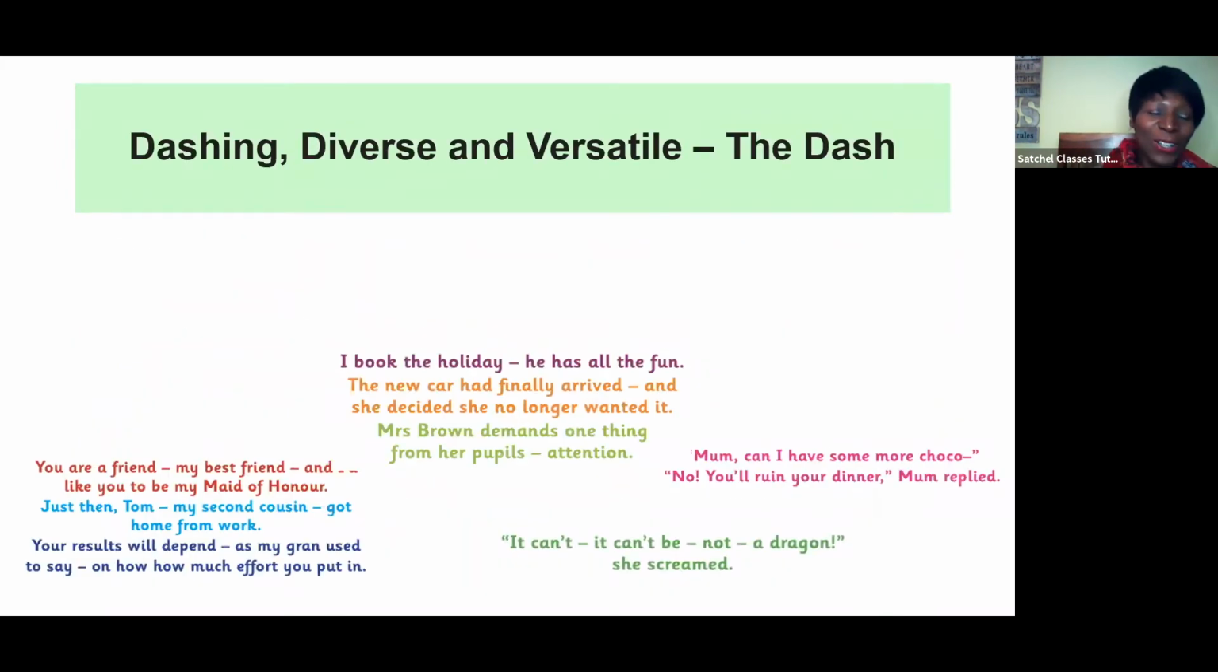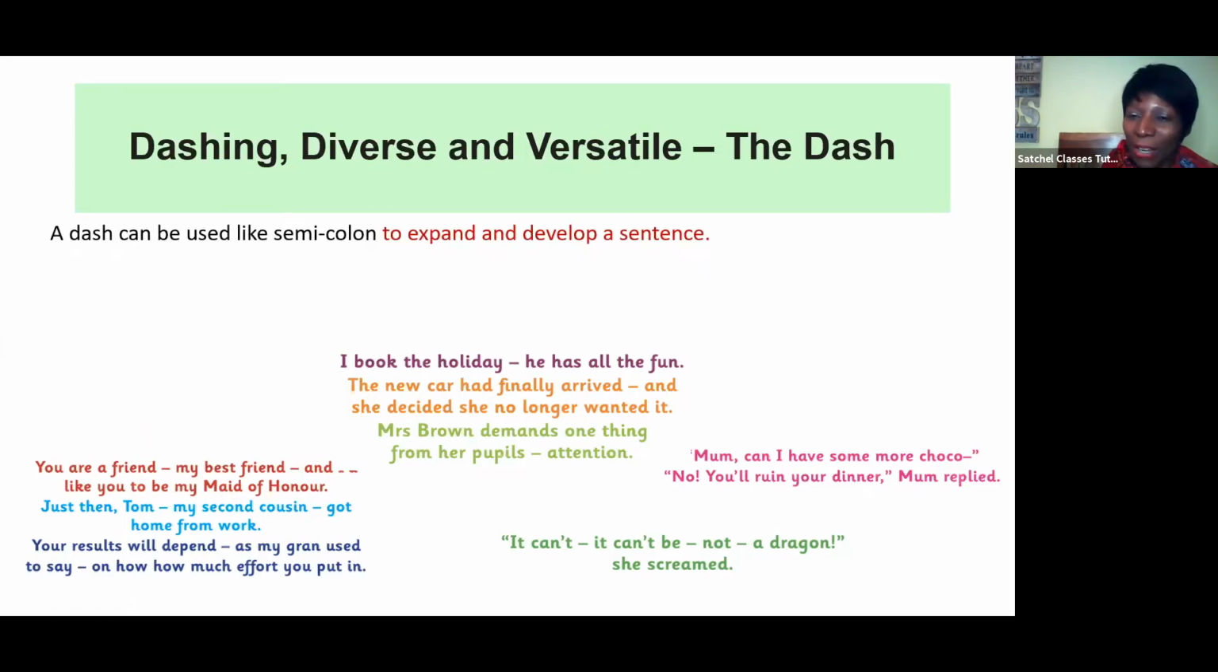So for the last part of this webinar, we're going to talk about the dashing, diverse, and versatile dash. Now, the dash can come in single or it can come in pairs, like speech marks or like brackets. So the dash can be used like a semicolon. It can expand and develop a sentence. I booked the holiday, dash, he has all the fun. So that can be like a semicolon. It's developing the sentence. We can see they're interlinked and they're interrelated.